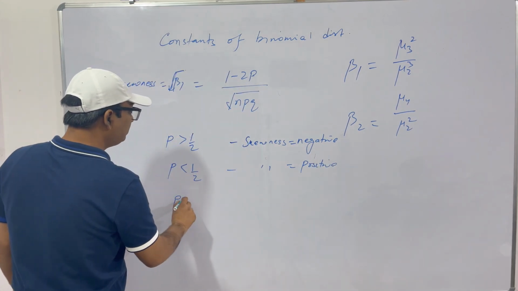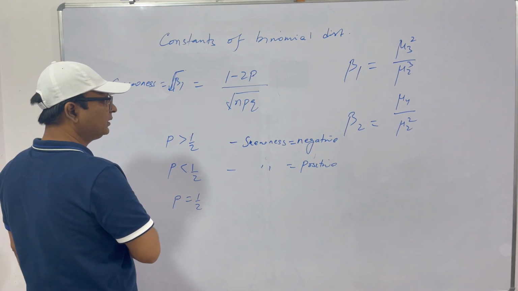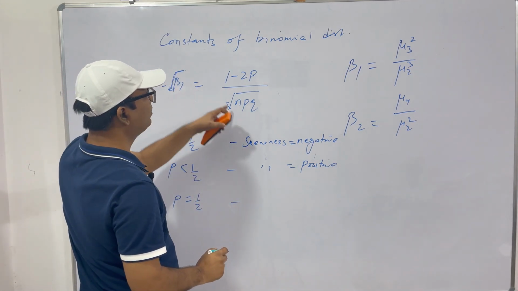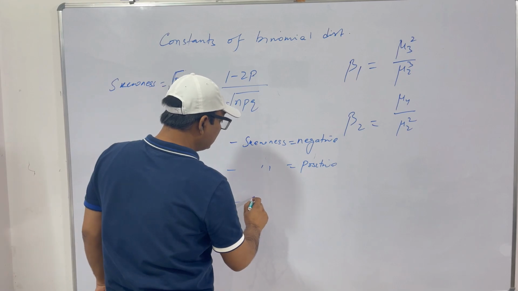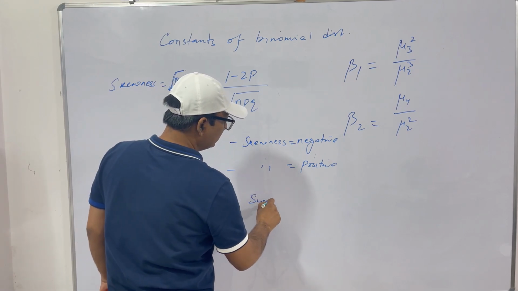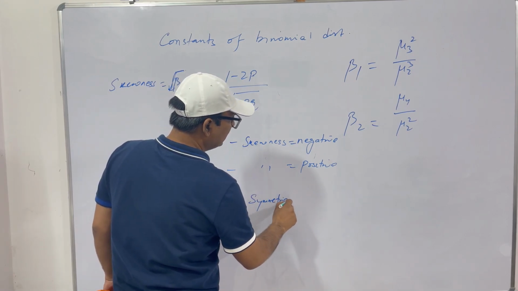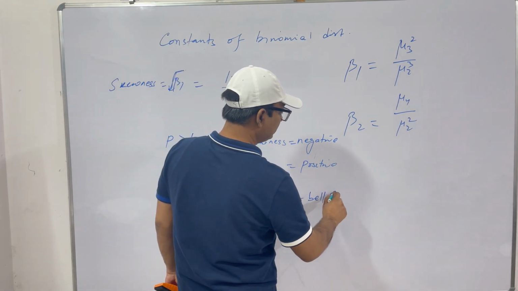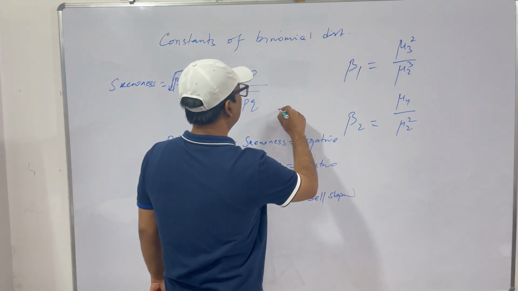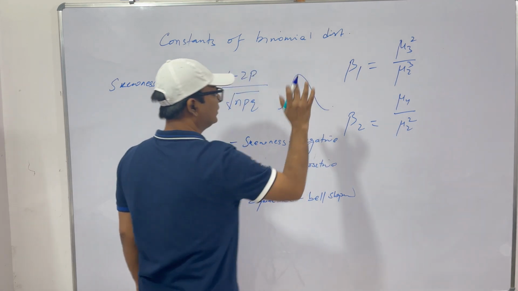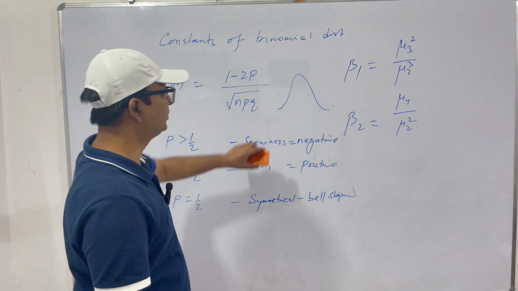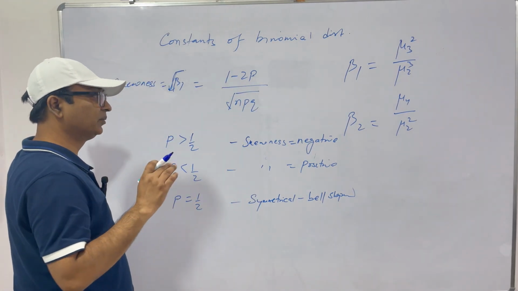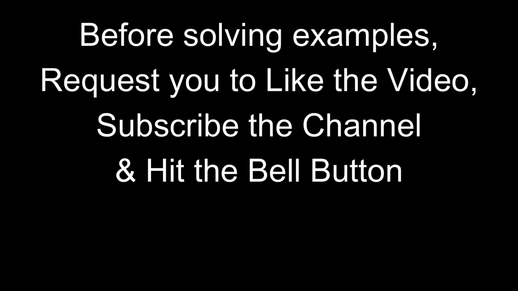And exactly at p equal to 1 by 2, what will we get? Our skewness will be zero, so that is a symmetrical curve. We'll get exactly a bell-shaped curve, the ideal distribution. Clear? So these things you should keep in mind. Now I'll solve a problem and you'll understand.